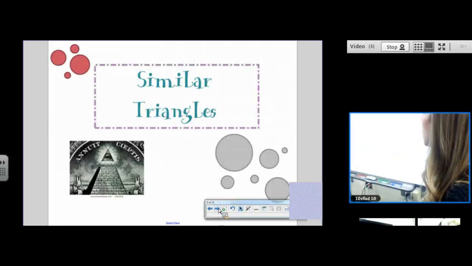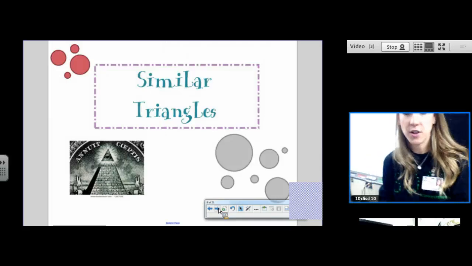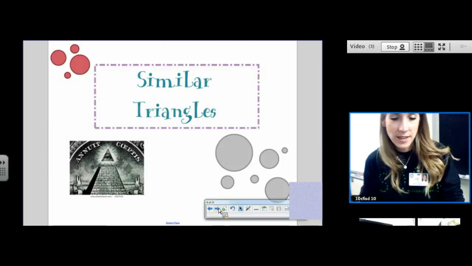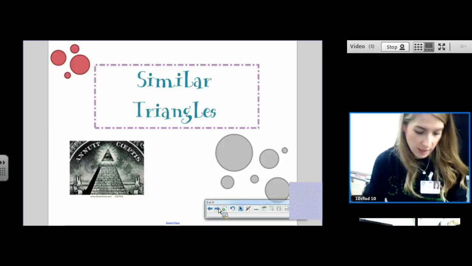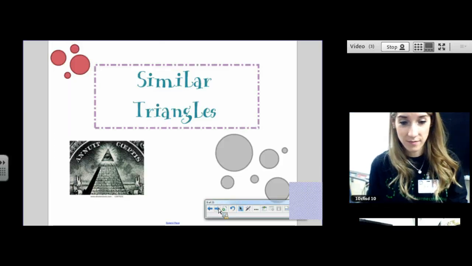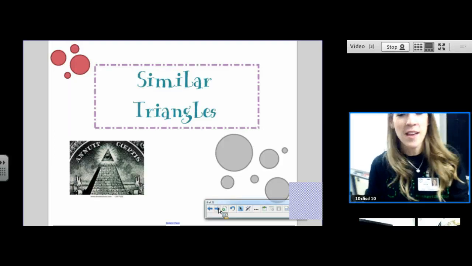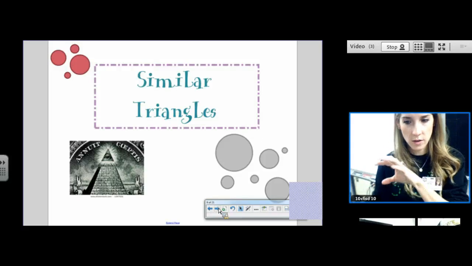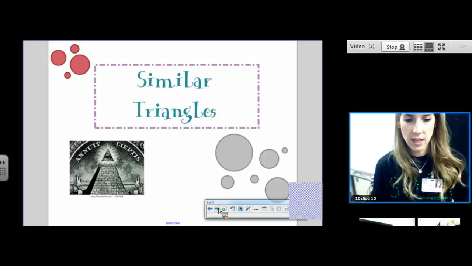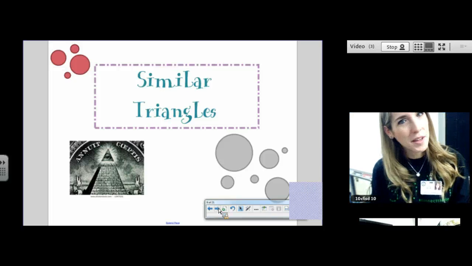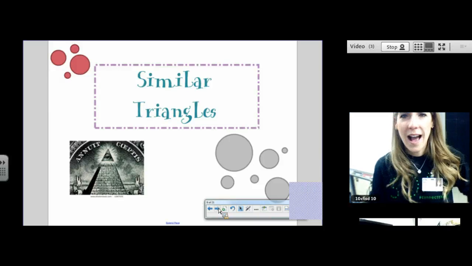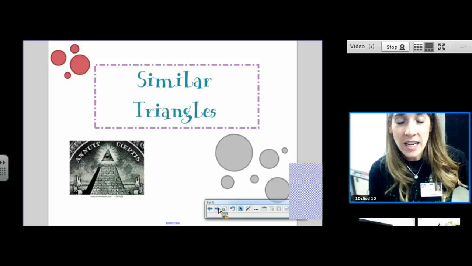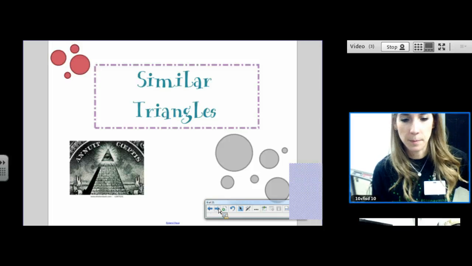Let's move on. Today's topic, title your notes, similar triangles. On Friday, we talked about similar polygons, but that could be any polygon. Anyways, today we're going to zoom in and focus only on triangles, on proving triangles guilty of being similar. Does that sound familiar? Last semester, we proved triangles guilty of being congruent. This time we're going to prove them guilty of being similar.